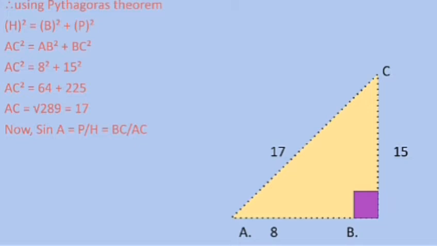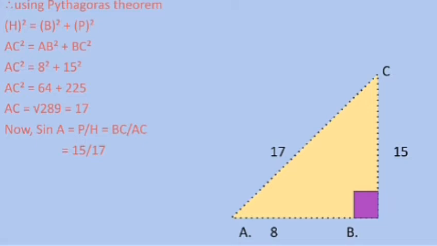Now since we have the third side, we can begin calculating our quotients, that is sin A and secant A, which we have to find. So calculating the value of sin A, the sine of angle A: for angle A, the perpendicular here is BC and the hypotenuse is AC. Now sin A equals BC upon AC. Substituting the values of BC and AC, we get sin A equals 15/17.